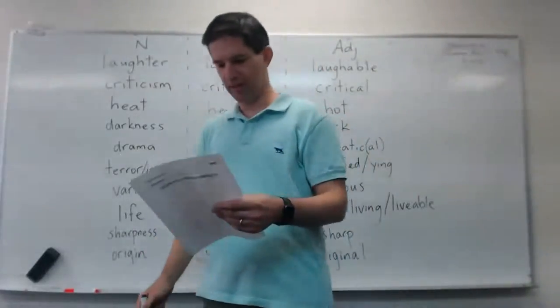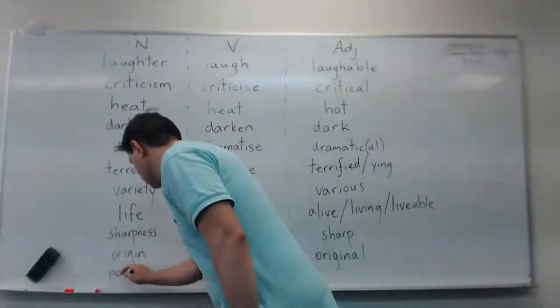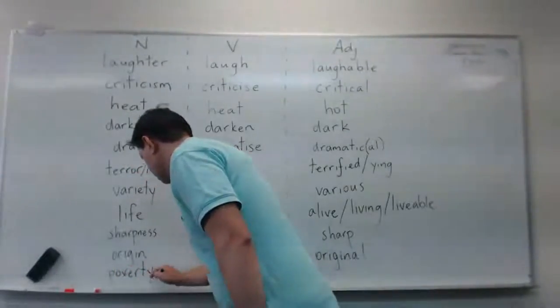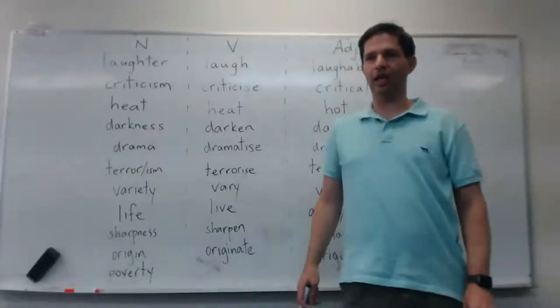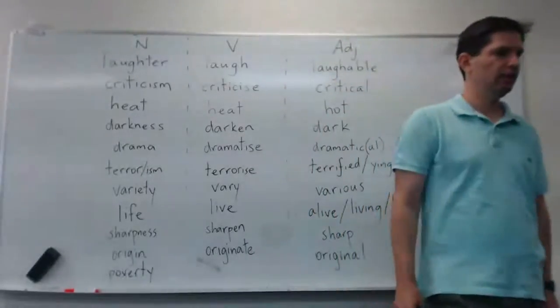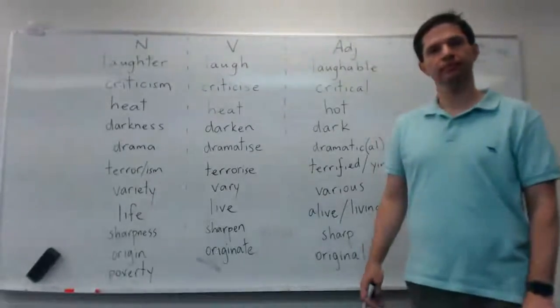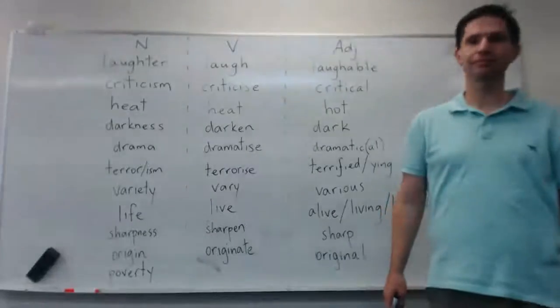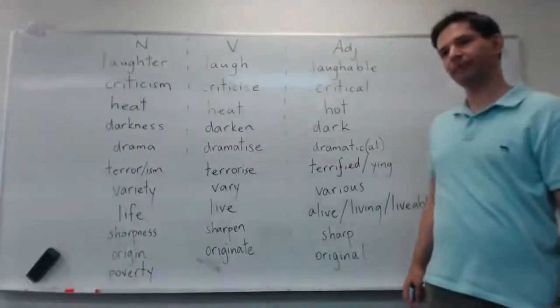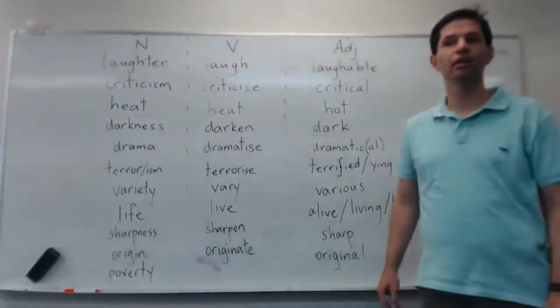Okay. Let's do this one. Okay. Poverty. A lot of poverty around the world. We don't have it here in Australia. Poor. Yeah. It's an adjective.